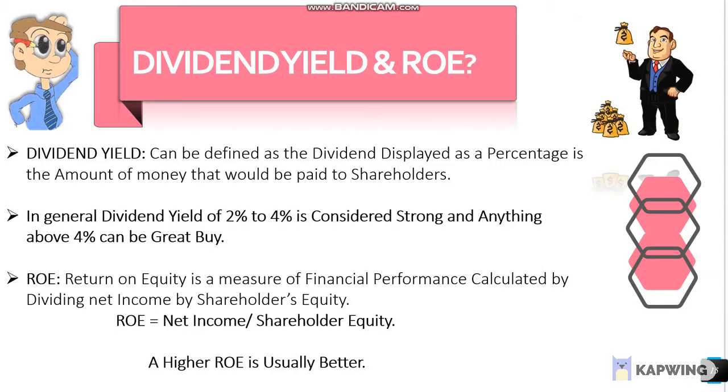In general, a dividend yield of 2% to 4% is considered strong, and anything above 4% can be a strong buy or a great buy. ROE can be defined as the return on equity. It is a measure of financial performance calculated by dividing net income by shareholders' equity. ROE is equal to net income divided by shareholders' equity. A high ROE is usually better.